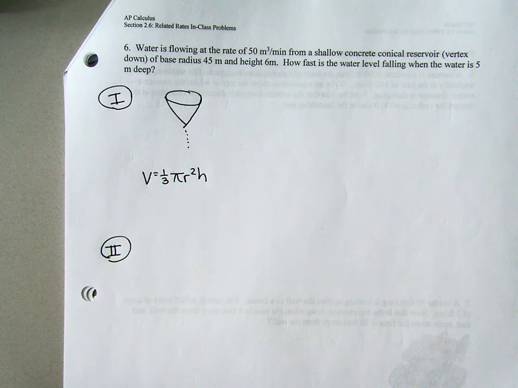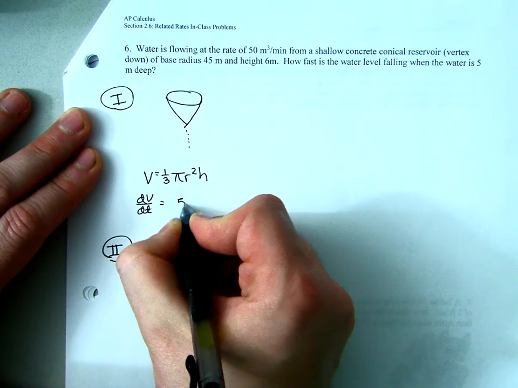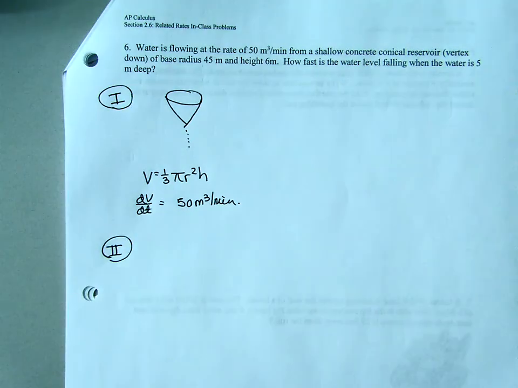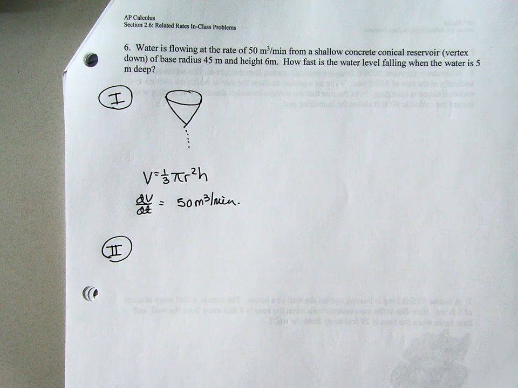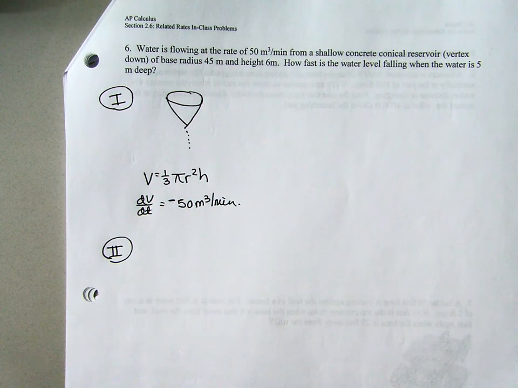What rates, Jess, were we given? Good. Okay, hold on a second to that. Let's stick with the dV/dt for a moment. Hannah? Make it negative. We'll deal with the rest later. We're going to pause this.